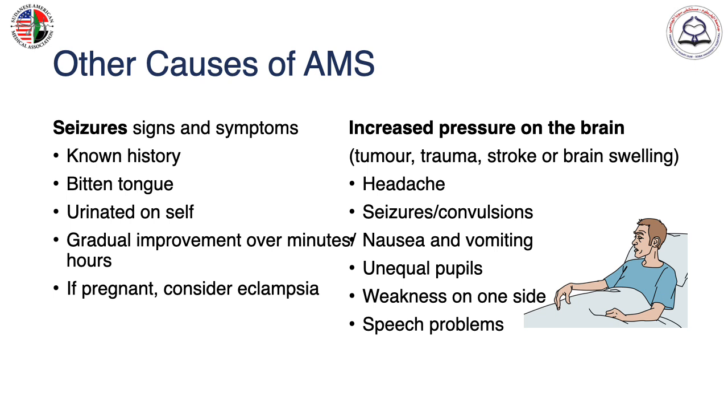The patient could have features of increased intracranial pressure because of tumor, trauma, or stroke: headache. They can get vomiting, nausea, unequal pupils because of raised intracranial pressure and palsy of the sixth nerve, and they can get weakness on one side of the body and speech problems.